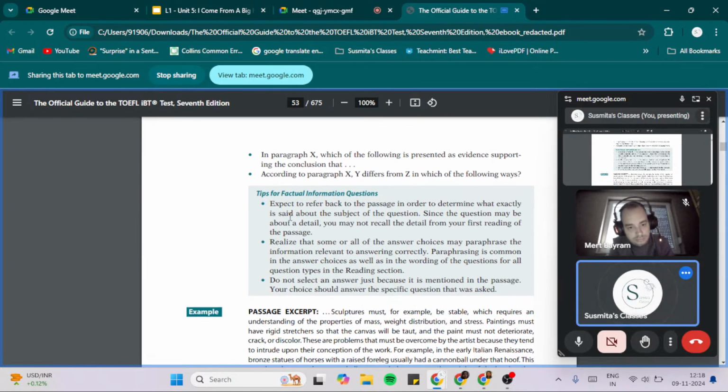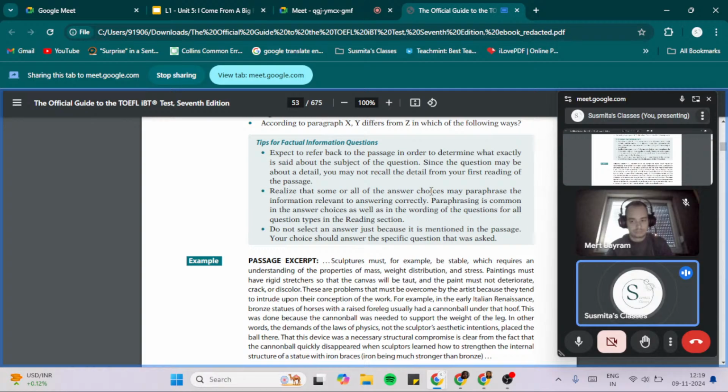As I said, you will need to refer to the passage in order to determine what exactly is said about the subject of the question. Since the question may be about a detail, you might not recall the detail in the first reading. So you don't need to memorize it by heart. You don't need to remember anything after reading the passage. You look back at the paragraph again and then try to answer.